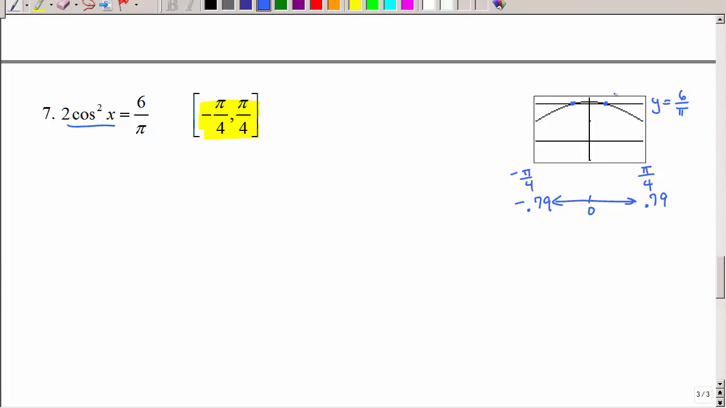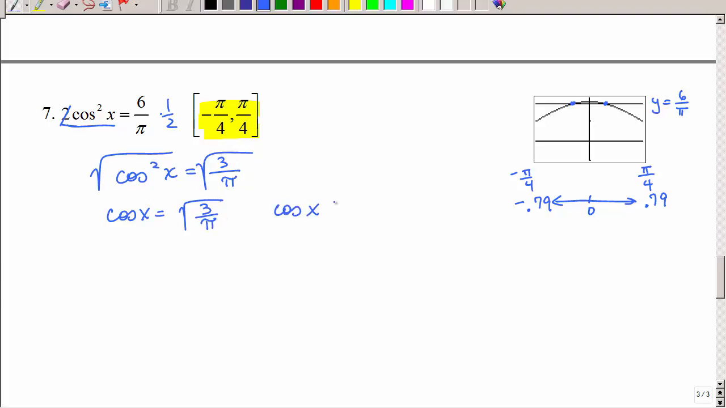Well, let's get there. So the first thing I need to do to isolate my cosine is divide both sides by 2. So if I divide by 2, I'm going to get 3 over pi. Now to go from something squared to not squared, I have to take the square root of both sides. And I'm going to write it like this. You do need that plus or minus, but you're looking at those two things.